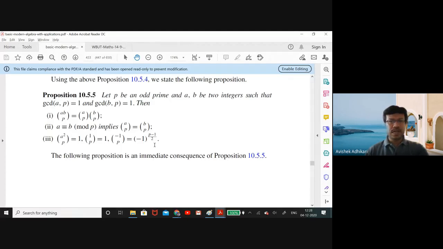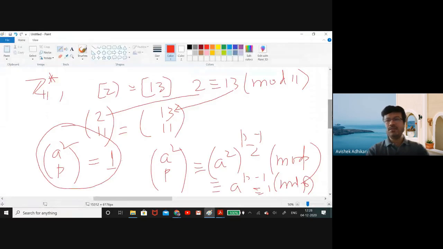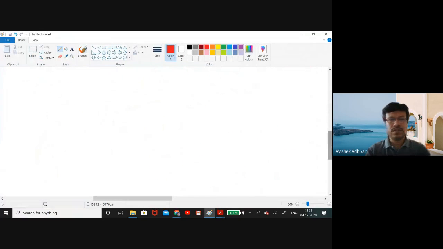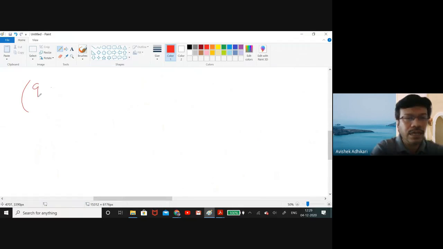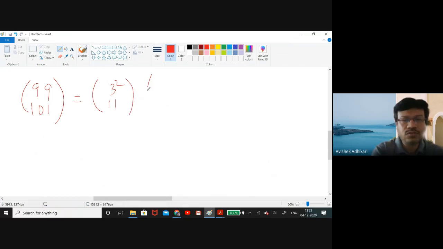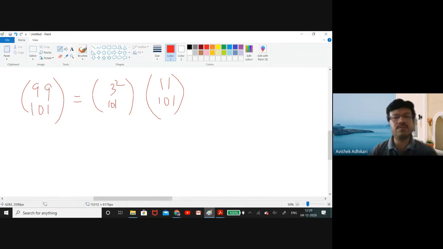Now if I ask you the question, what happens for 99? You need to calculate (99/101), right? And this is nothing but, you can break it down like this: 3 square into 11, over 101. You can break it by using this formula.